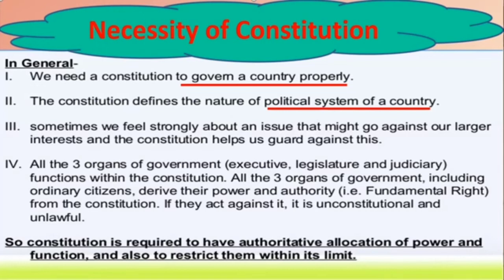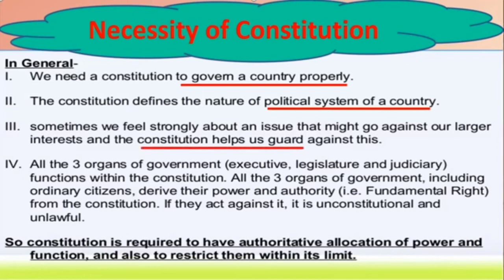Now in our country, children, we have a democracy. It is a government of the people, for the people, and by the people. So that is our political system. We have a democratic system. Another country might have another system, alright? So the constitution of a country defines the nature of the political system of that particular country.